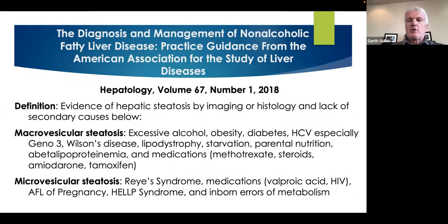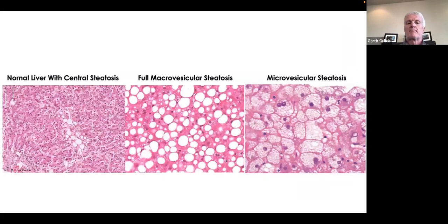So to talk about the definitions from the 2018 guidelines, there's really 2 kinds of fatty liver. And the majority of people we need to think about are in this macrovesicular group: alcohol, obesity, diabetes, especially type 2, genotype 3 hepatitis C, Wilson's disease, which is usually going to be caught when you're young, and then these more rare conditions. But some drugs, methotrexate, steroids, amiodarone, and tamoxifen, can actually give you fatty liver on their own. And then the microvesicular type, also some medications, Reye syndrome, and these are some pictures.